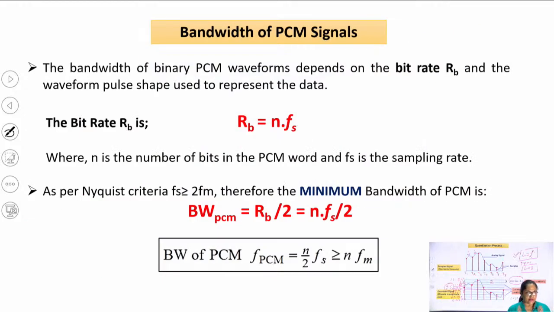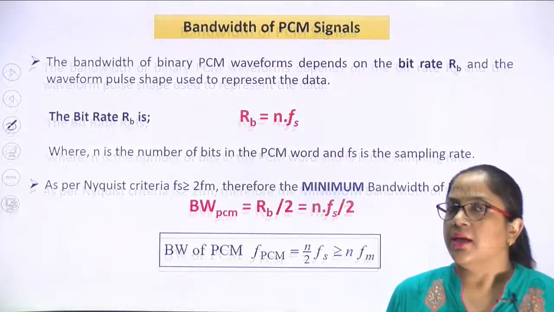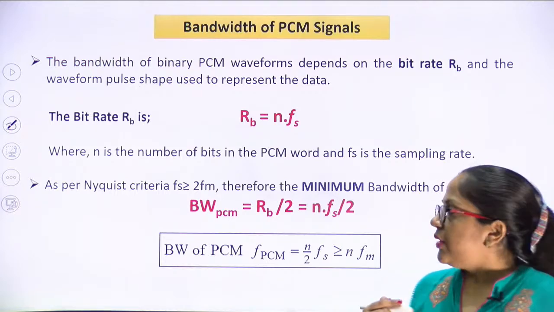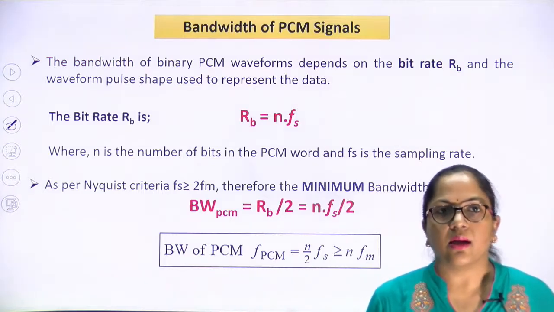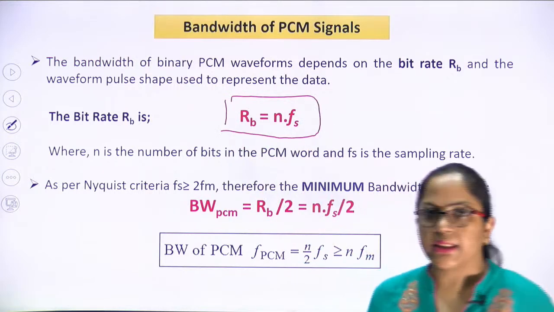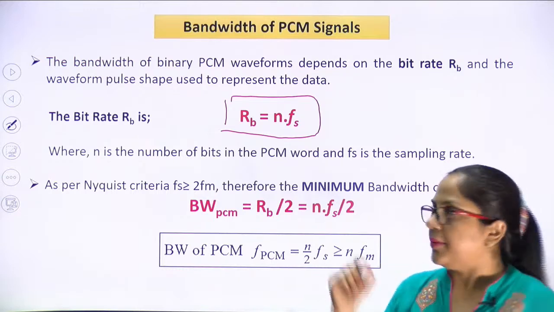Now let us understand what the bandwidth requirement of a PCM signal is. When we want to transmit our signal with the help of the PCM process, that means when we want to digitize our signal with the help of the pulse code modulation process, we require some amount of bandwidth to transmit that data. What is the bandwidth requirement? The bandwidth requirement of a PCM signal depends upon the bit rate, that is RB. What is bit rate? Bit rate is the number of bits transmitted per second.